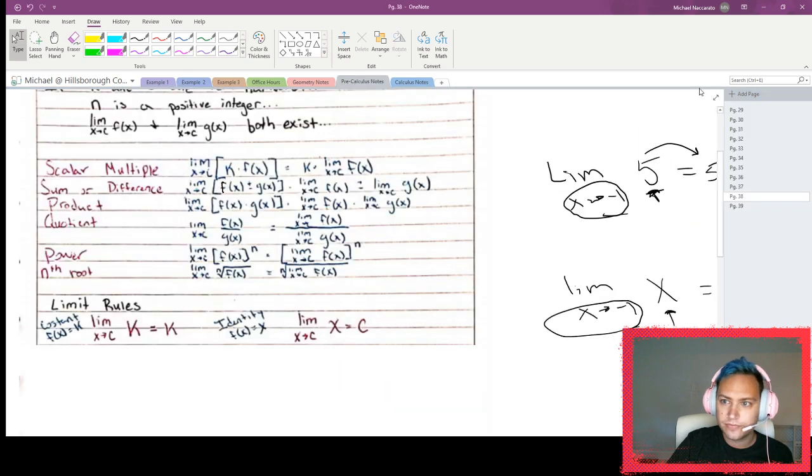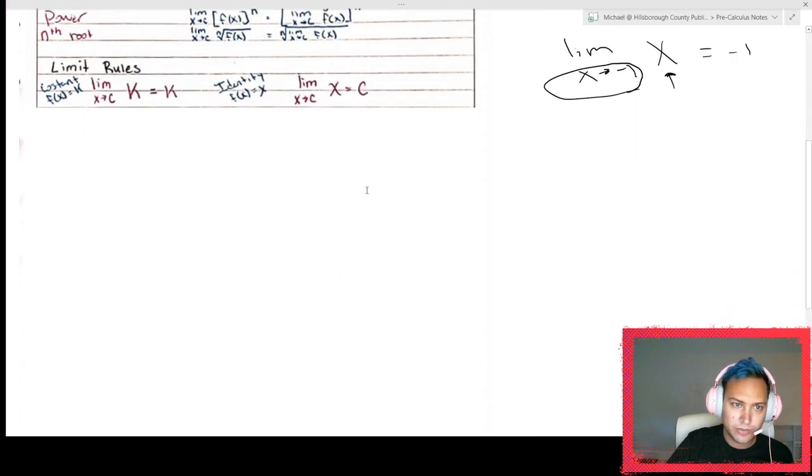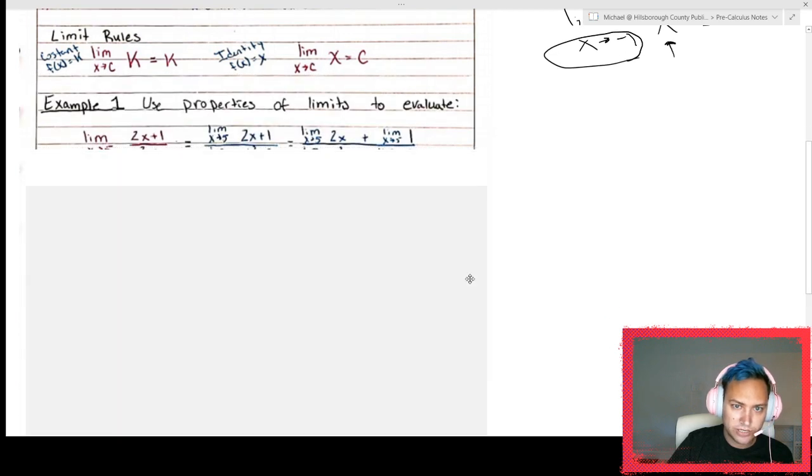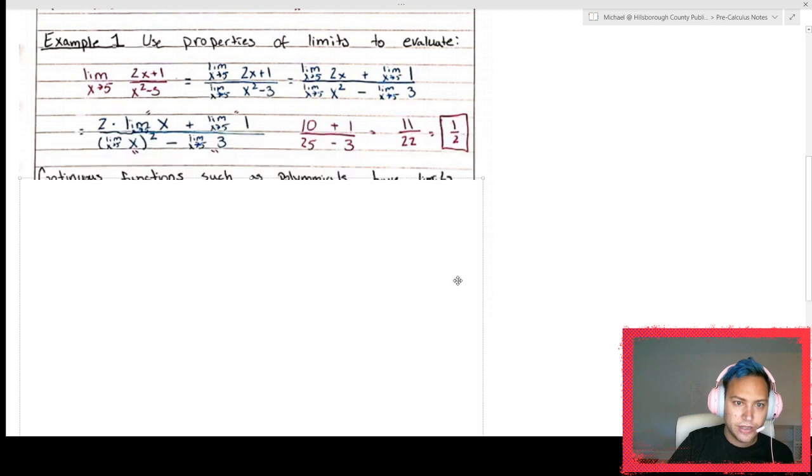Let me scroll this down a little bit. So there is the problem if you want the nicer handwriting version of it. Let me get it to scroll down. There you go. Nicer handwriting.